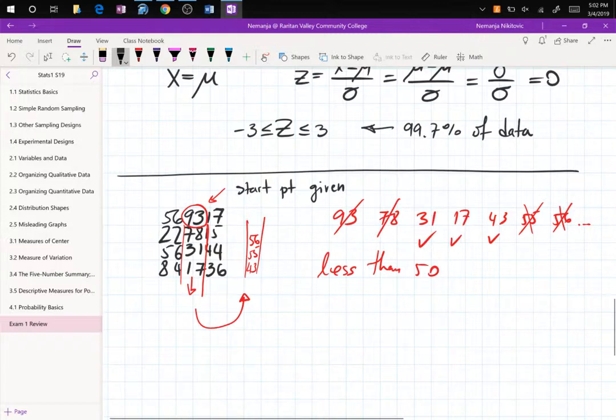Yes? So we don't go into the column that's right next to the starting point, where it's like 17, 15, 44. You can, or you can go to the next group of numbers in the same middle row, which is why you skip that.